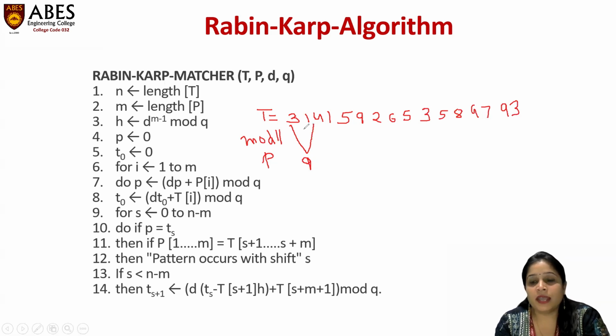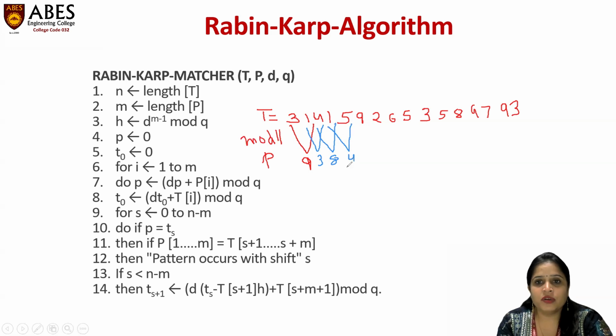Again we take another two integers, 1 and 4. If we compute 14 mod 11, the remainder is 3. Match not found. Then the next two integers, 41 mod 11, is 8. Again match not found. Then the next is 15 mod 11. Here we found a match, 4. This one is a match.